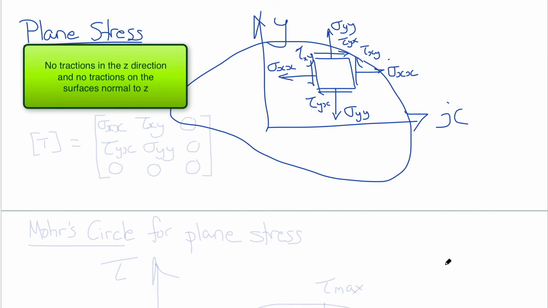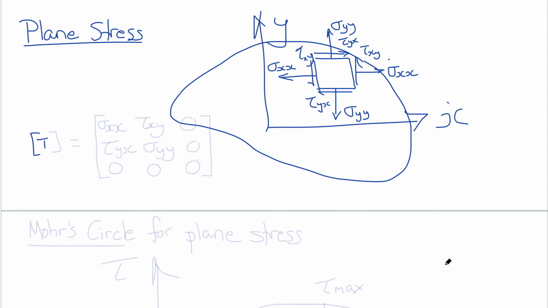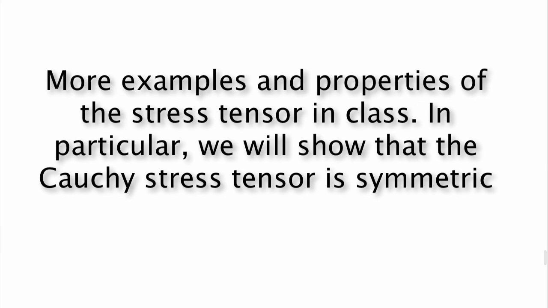So the state of plane stress is T equals sigma xx, tau xy, 0, tau yx, sigma yy, 0, 0, 0, 0. We'll talk more about the stress in class.